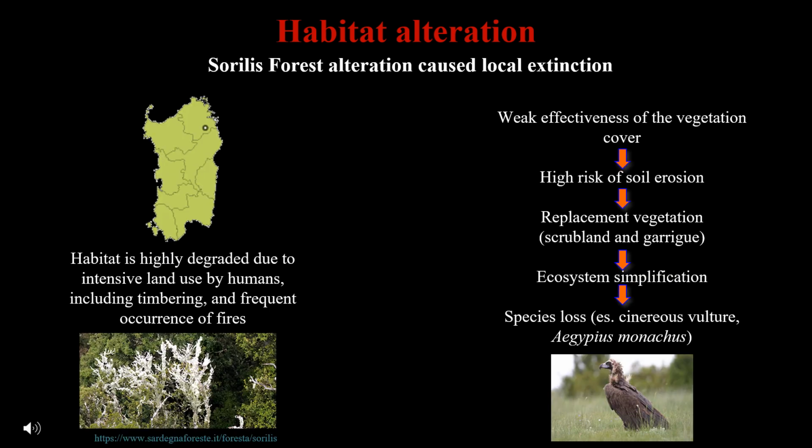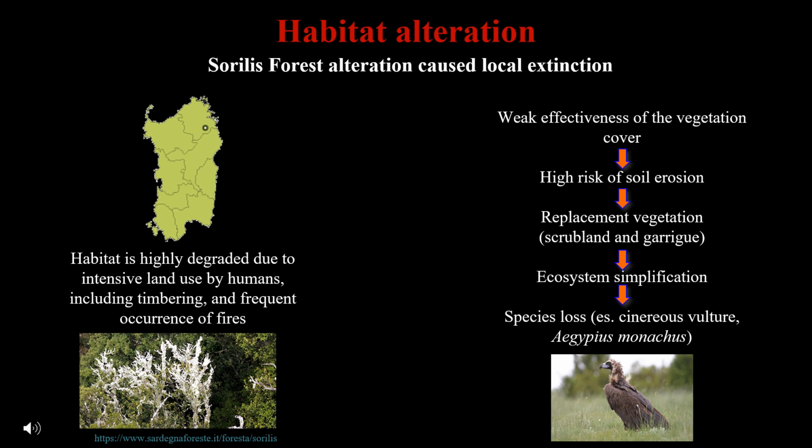An example of how degrading forestal habitats threatens flagship species is the case of the Sorillis forest. This forest is located in northeastern Sardinia, and its habitat is highly degraded due to intensive land use, including timbering, and frequent occurrence of fires, which both have profoundly altered the original vegetation structure. Consequently, nowadays, the formations most represented are scrubland and garrigue, that are replacement vegetation.